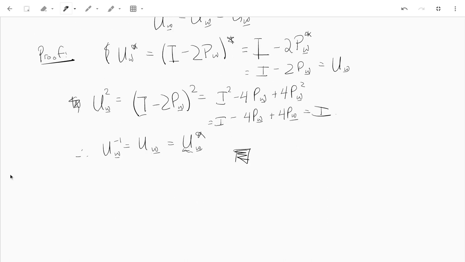That's just some of the basic properties of the Householder matrices. Okay, so let me stop there. And in the next video, we'll try and use the Householder matrices to do what we want, which is kind of like row reduction.